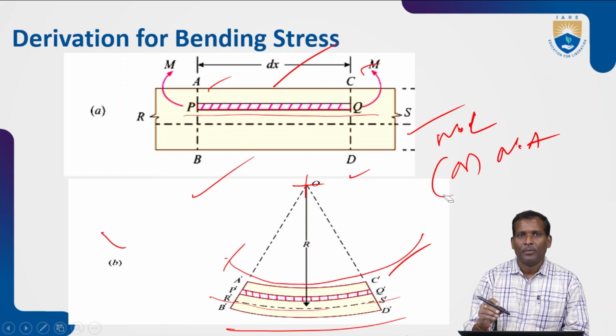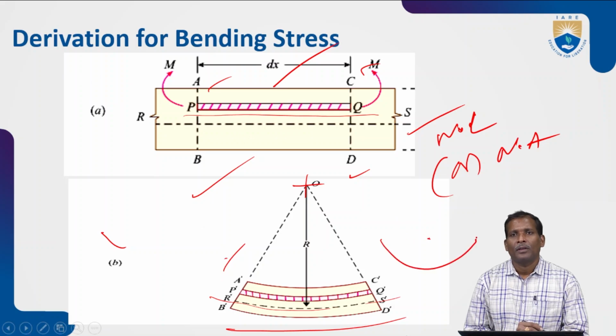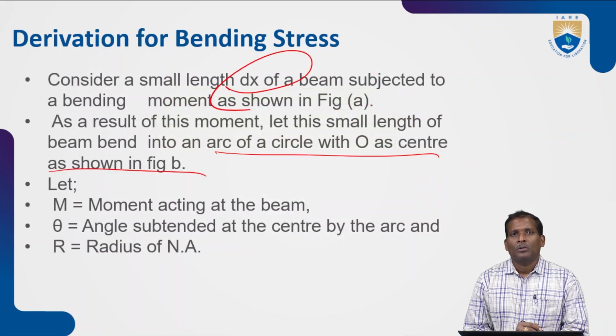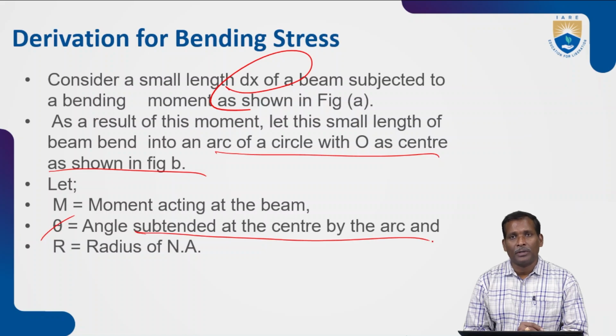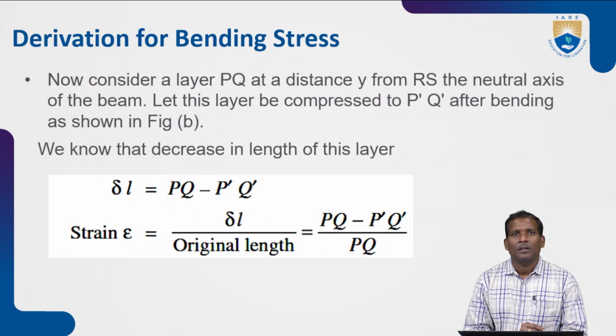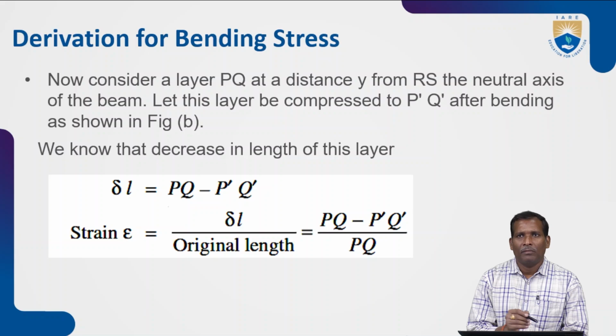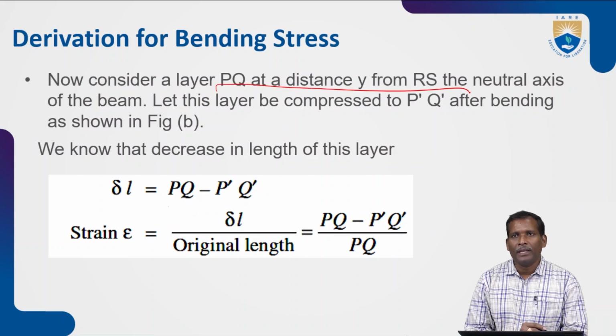So this is the bend, like this. The bending moment acting on the beam is M, and theta is the angle subtended at the center by the arc, and R is the radius of the neutral layer. Now consider a layer PQ at a distance y from RS.